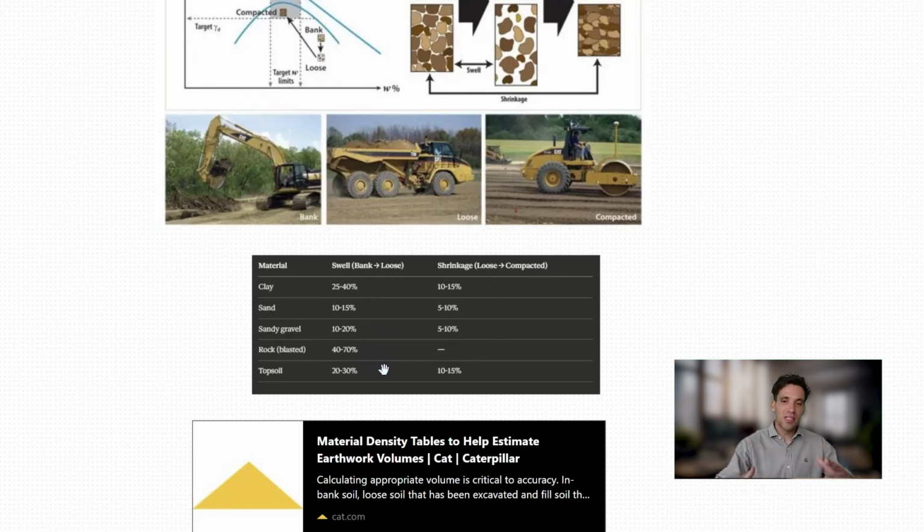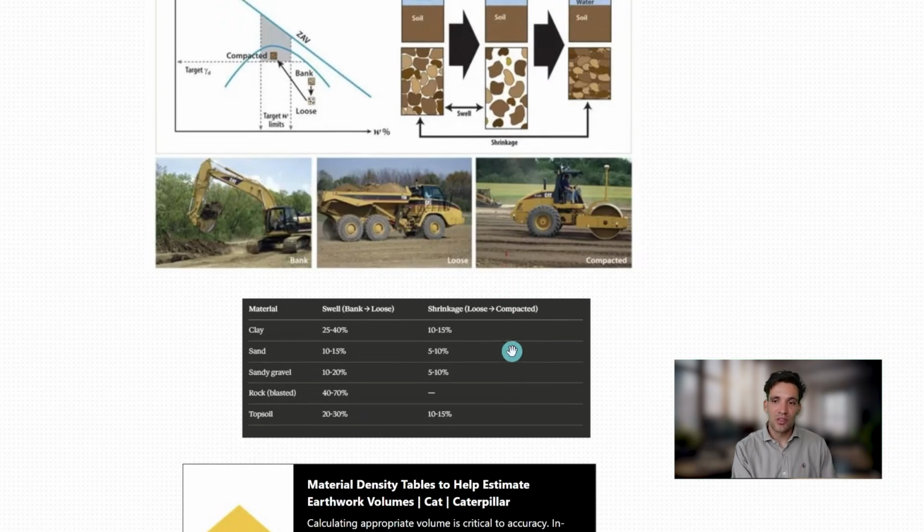Because if you think about your big chunks of rock, they take a lot more space. Then you've got shrinkage, which is when you compact it again. Again, you're not really compacting rock, but clay, you might go down 10 to 15%. Sandy gravel might go down 5 to 10%.